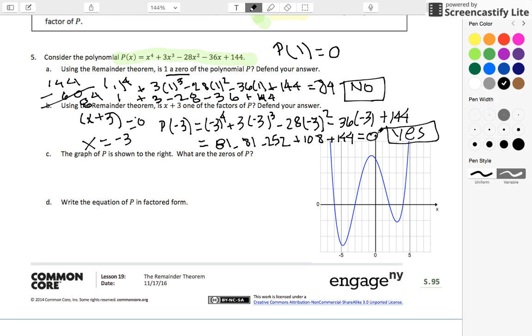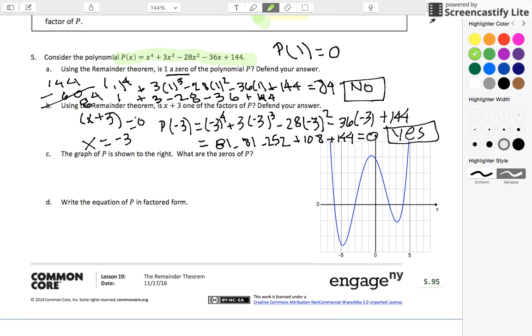That's because we had 0 here, and last time we had 84. So remember, when you substitute this back into the function, if we get 0, that means it is indeed a factor. Now we're going to see how this looks on an image. The graph of p is shown to the right. What are the zeros of p? We know this very well.